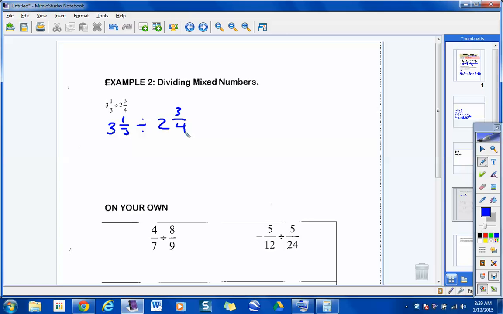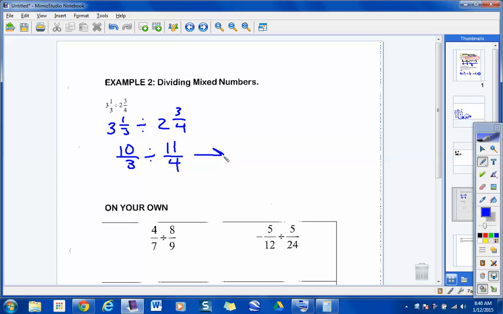Okay? So help me here, guys. What's the first improper fraction going to look like? 10 over 3 divided by 11 over 4. Okay. So instead of division of mixed numbers, the division of improper fractions looks like this. All right. So by rule, what am I going to do now?